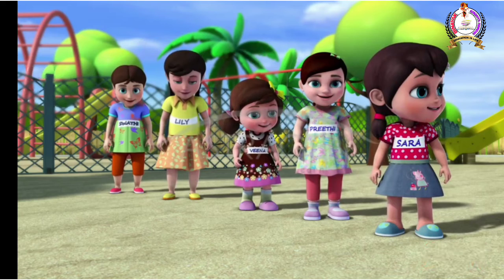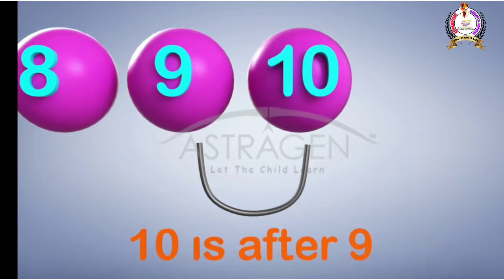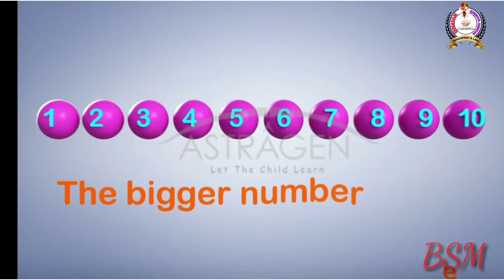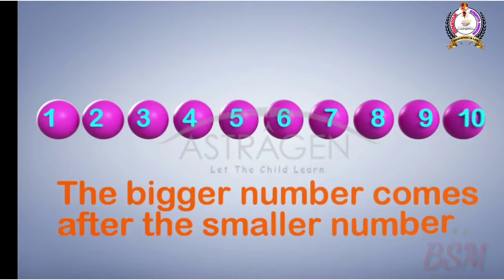3 is after 2. 5 is after 4. 6 is after 5. 8 is after 7. 9 is after 8. 10 is after 9. The bigger number comes after the smaller number.